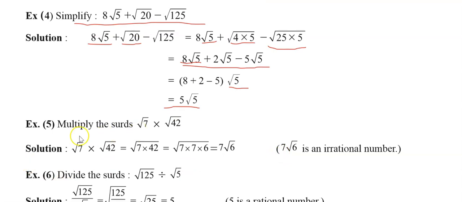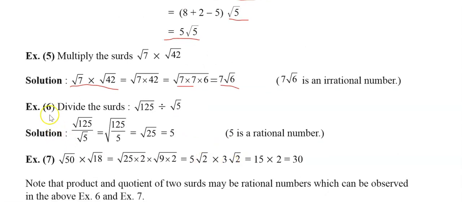Now the next is to multiply the surds. Here is root of 7 into root of 42. Both of them have the same order. Therefore, we can write them in a single radicand. That is the square root of 7 into 42, and it is written as root of 7 into 7 into 6, since 42 can be written as 7 into 6. Now again, 7 into 7 is a square, so the root is 7. That is 7 root 6.